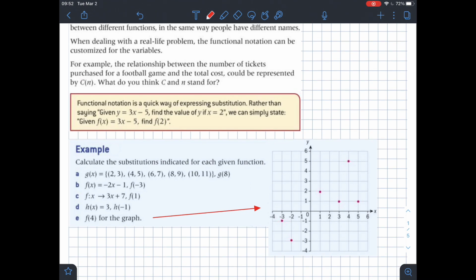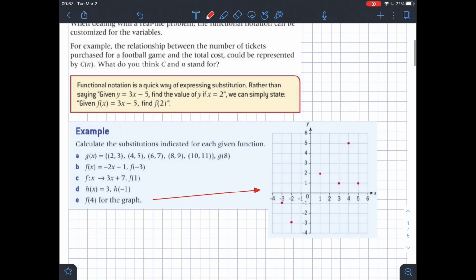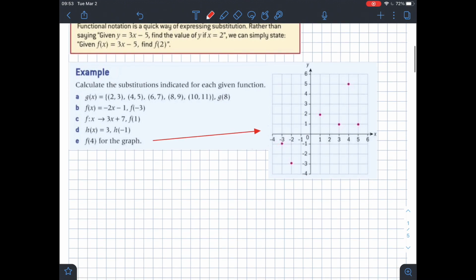we're analyzing. Functional notation is a quick way of expressing substitution. Rather than saying, given y equals 3x minus 5, find the value of y if x is equal to 2, we can simply state, given f of x equals 3x minus 5, find f of 2. F of 2 means find the value of y when x is equal to 2, basically, right? So let's see some examples here.